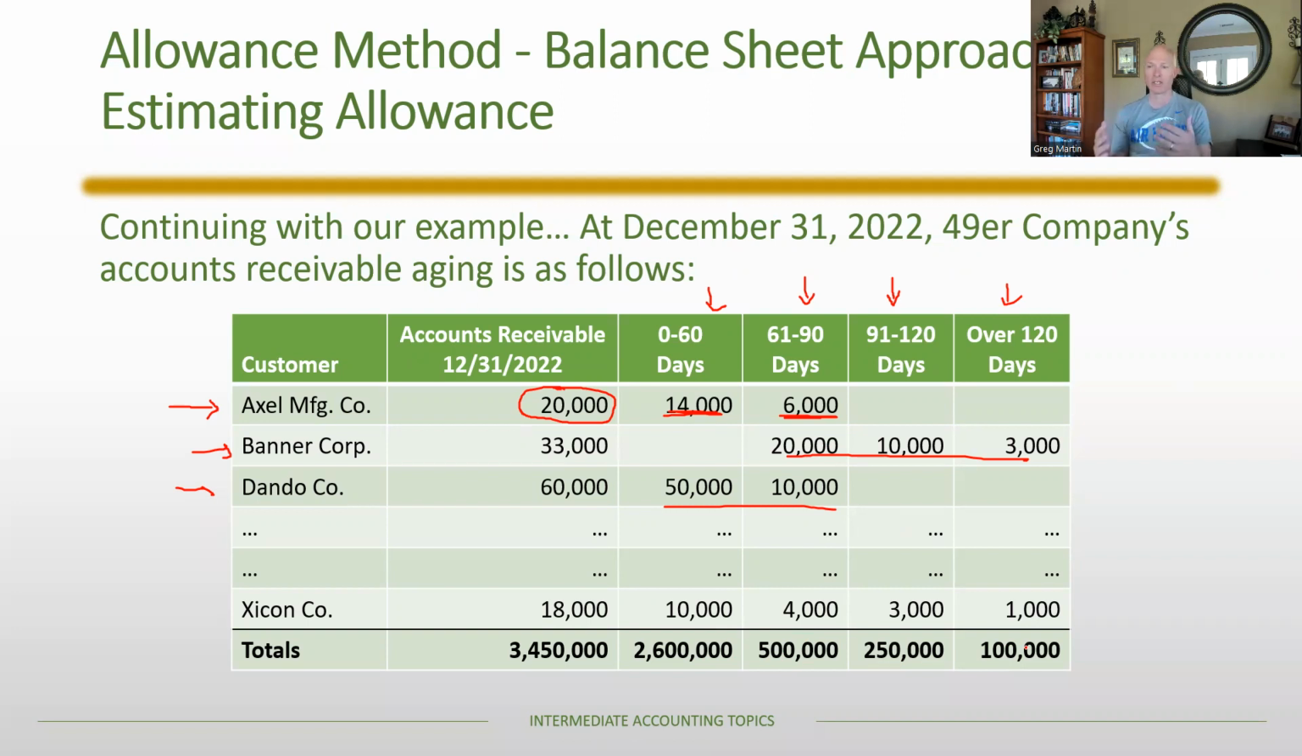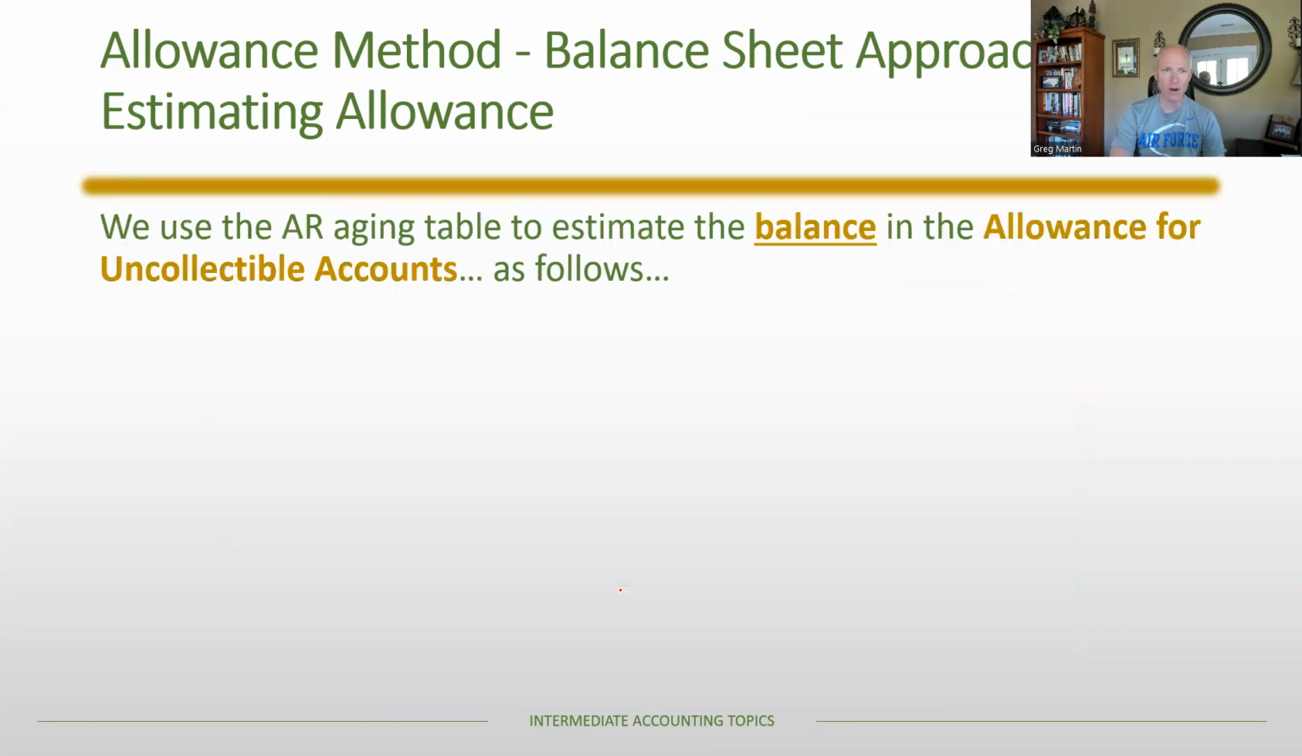And so you have this trade-off between, the older it gets, the more likely it is that they're not going to pay. And so we're going to use that aging process in order to develop our estimate. All right. So again, the aging table is going to look at the balance and calculate it as follows. But I want to be clear, remember, we're calculating the balance for the allowance for doubtful accounts. That is what we are calculating.